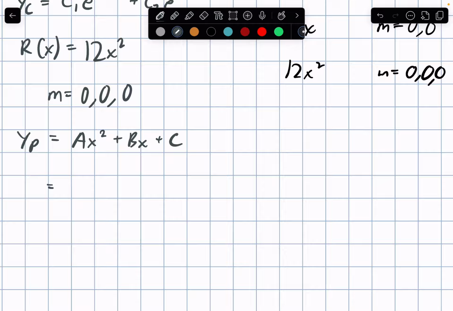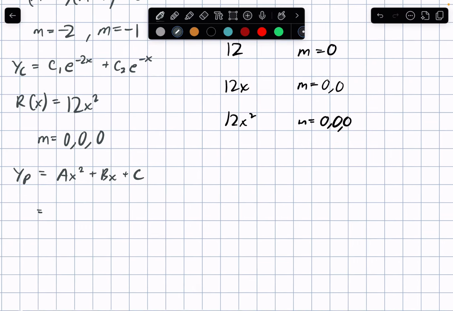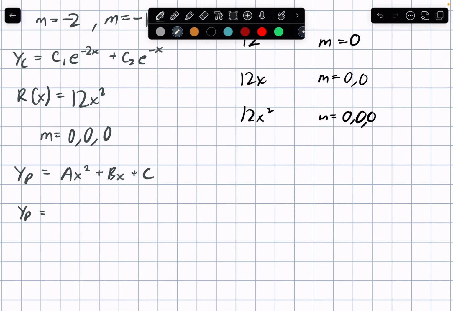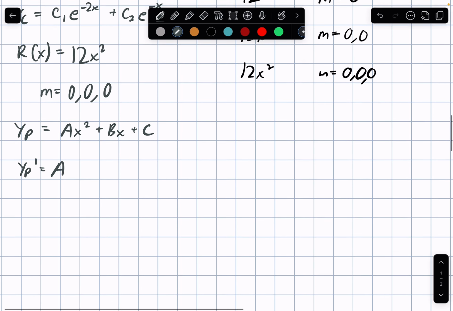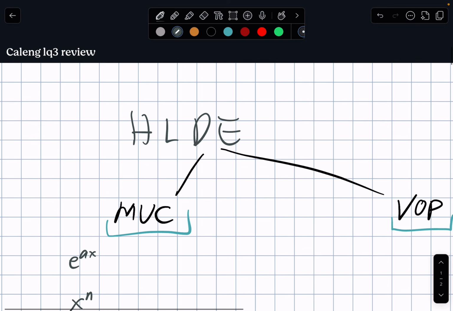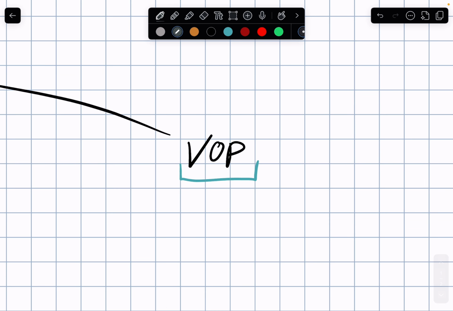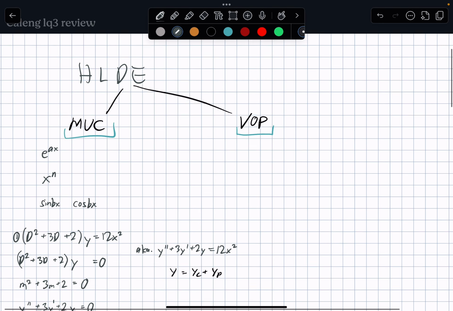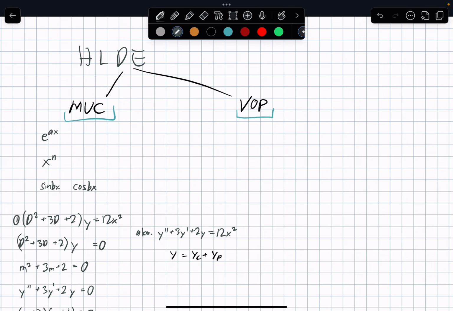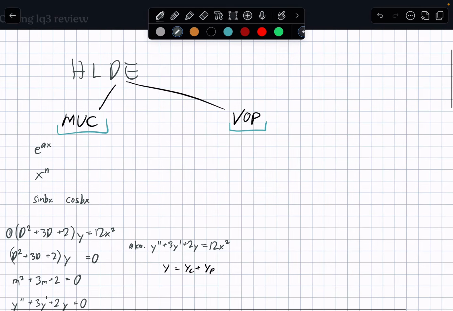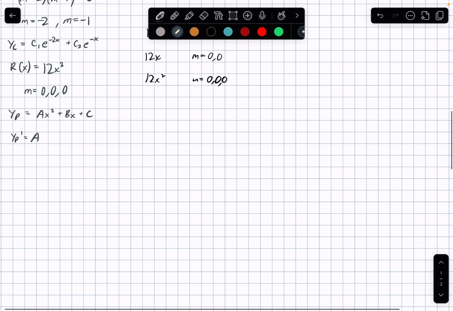Okay, so y sub p is this. We have to differentiate. This is the part where we differentiate, no? So we're gonna treat a, b, c as constants when we apply MUC, method of undetermined coefficients. Later on, in variation of parameters, the same a, b, and c, or even d, for really long problems, will be treated not as constants, rather variables, no?